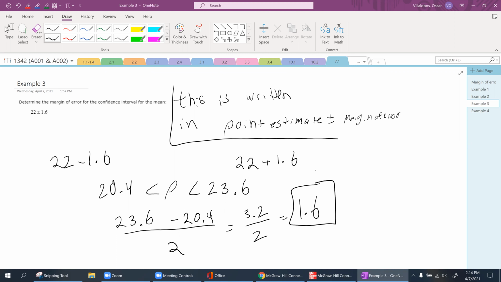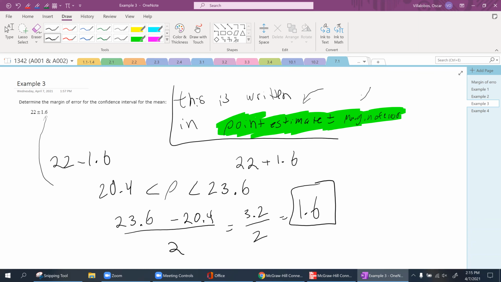What observation do you make whenever they give it to you in this plus or minus form? It looks familiar. By observing it, this is given to you in a certain form: the first value here is known as your point estimate, and the plus or minus is going to be your margin of error. So it's very important to know those definitions and this form, because I may ask you, here's this form, what is the point estimate? What is the margin of error? Be on the lookout for that.